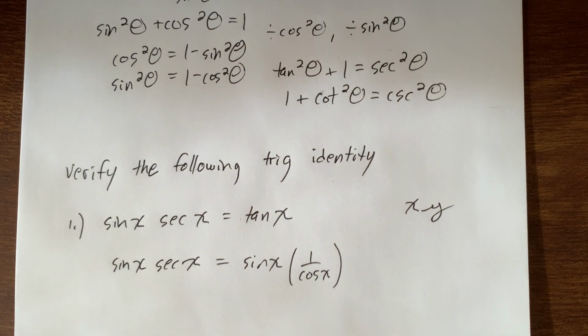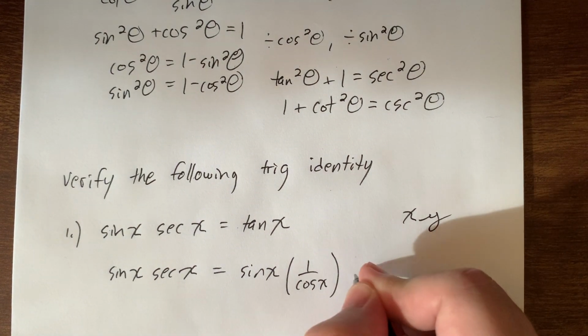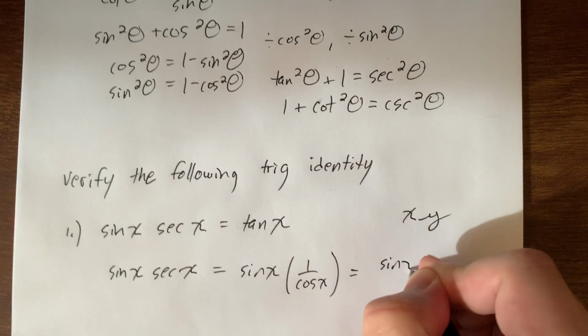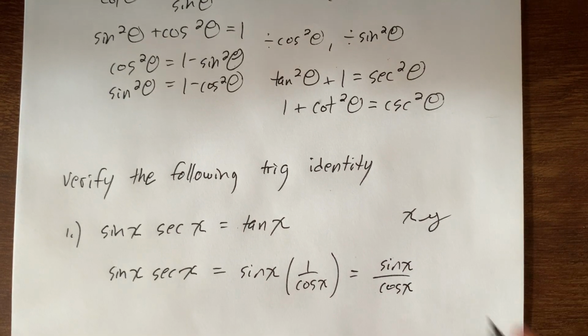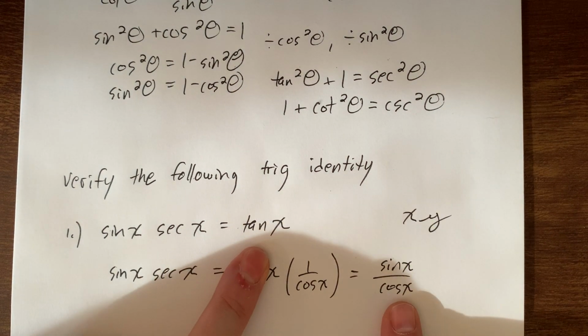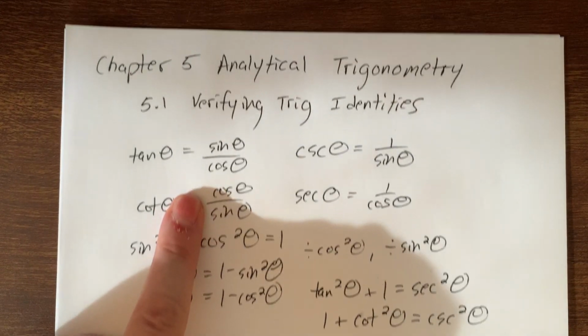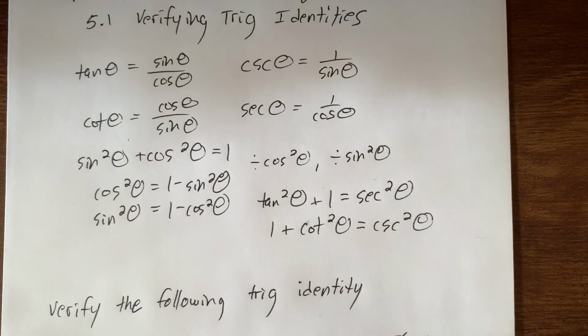And now just start to realize how everything fits together. Well, you're getting sine times 1 over cosine. Hey, let's multiply that, and that'll just become sine over cosine. It feels like I've done everything I can, and look, I'm where I want to go. I wanted to finish with tangent. We've got sine over cosine. Tangent, by definition, is sine over cosine.